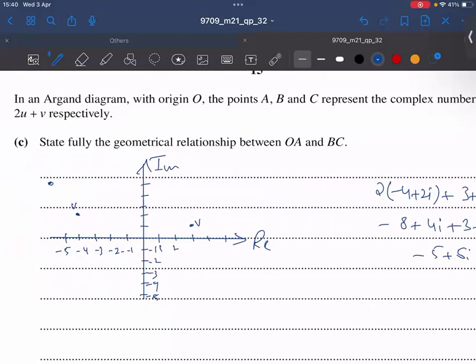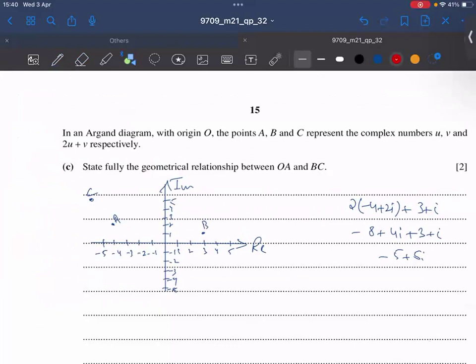So 1, 2, 3, 4, 5. And this is 2U plus V. Okay, let's just take this point as C, this point as A and this point as B. This is basically A, and this is B. So OA is like this, and BC is like this.